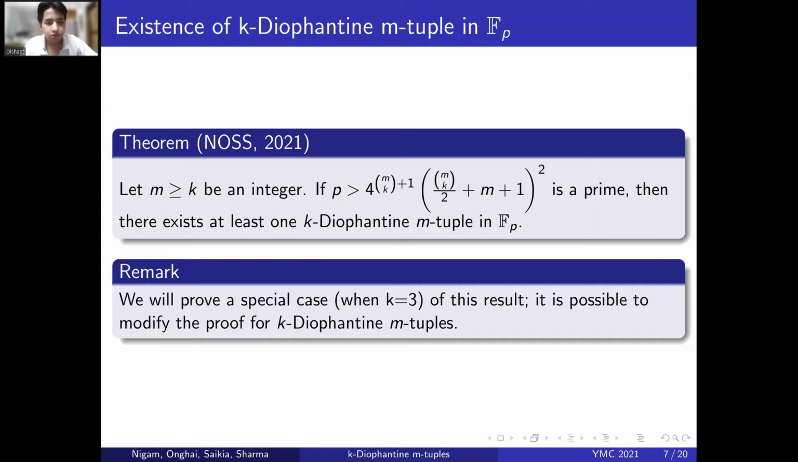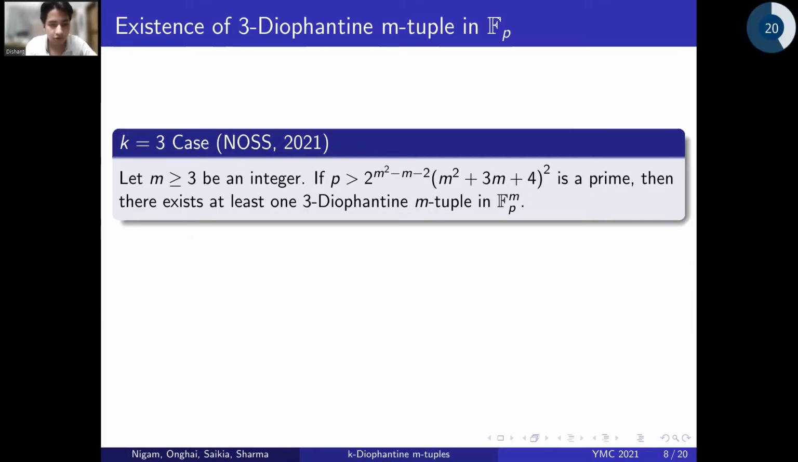For the proof of this, in this presentation, we will just prove a special case, and the special case is when k is equal to 3. The process for finding the proof of the general k is very similar to the special case where k equals 3. So the process for the proof of k equals 3 will give us an idea for the proof of general k. So here's the k equals 3 case.